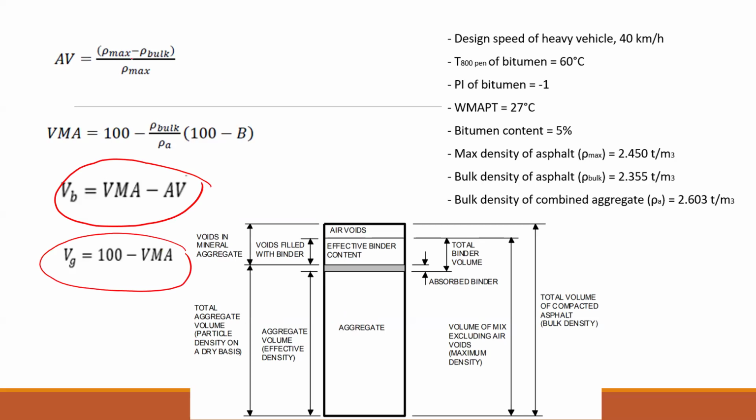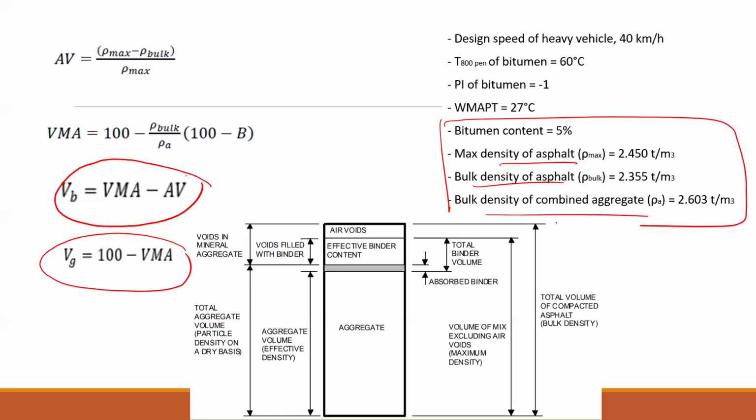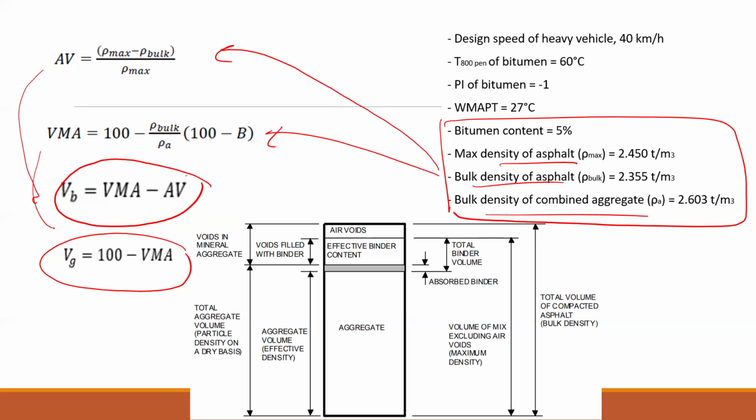All of these, bulk density, maximum density, are given. Bitumen content is given. Using these numbers, can you find these two? And using these two, can you find me these two, please? I'll give you a few minutes.